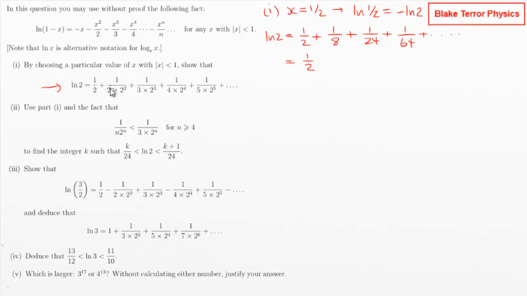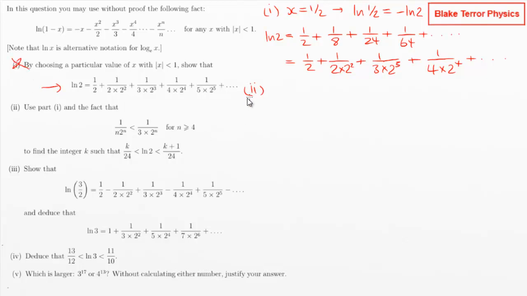They've written it out as a 1 over n times 2 to the n. So that is a half plus 1 over 2 times 2 squared plus 1 over 3 times 2 cubed plus 1 over 4 times 2 to the 4, etc. But either way, that's done part 1.